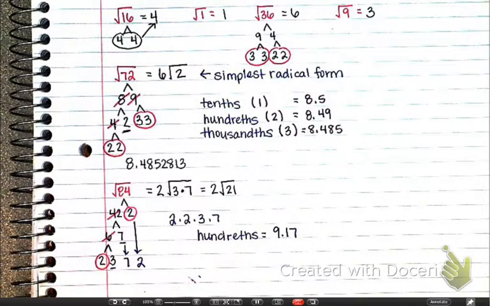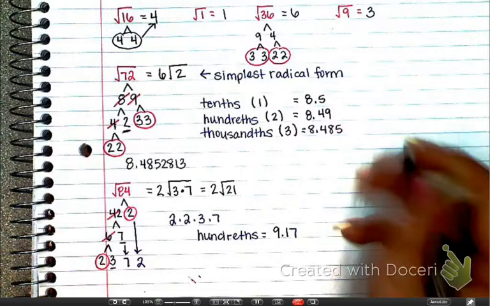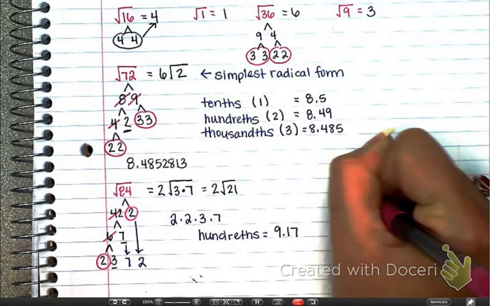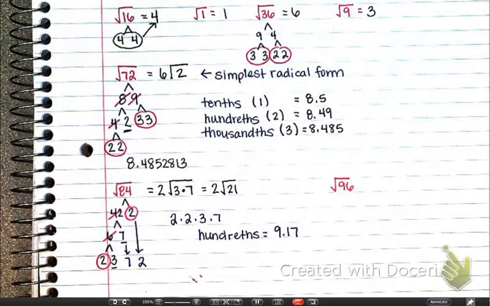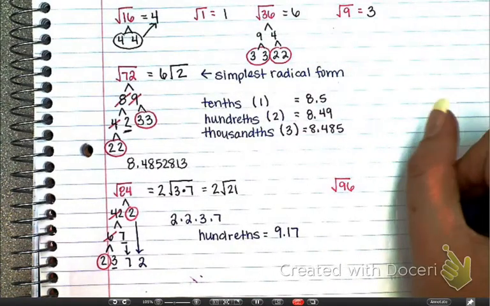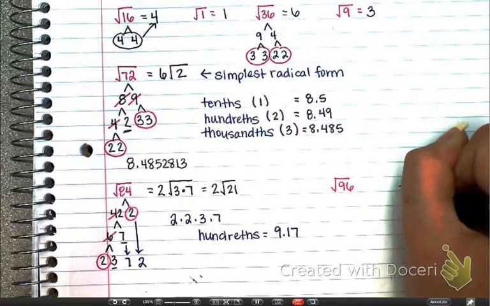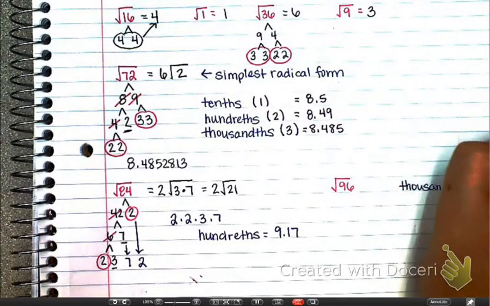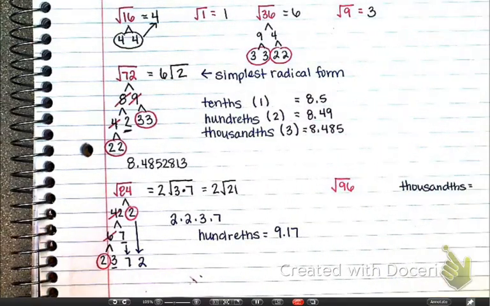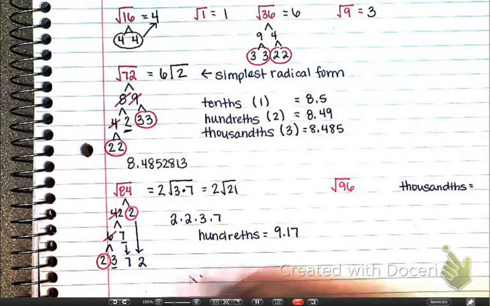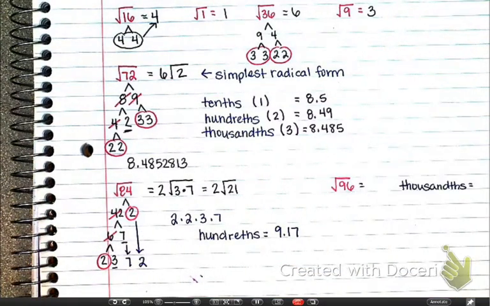Awesome. Okay, so I would like you to try this one. With your group, I would like you to find the square root of 96. So you're going to write it in simplest radical form. And I also want you to tell me what it is to the thousandths place. So what is the square root of 96 in radical form? And to the thousandths place.